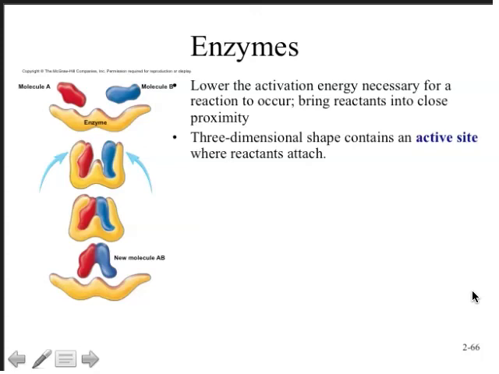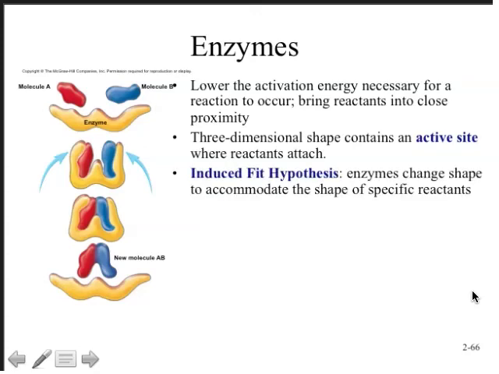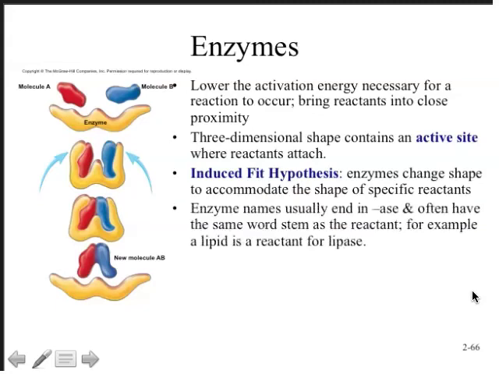The three-dimensional shape contains an active site where the reactants will attach, and often enzymes will engage in what we call induced fit, where by binding those substrates the enzyme will alter its shape in order to facilitate the reaction. Enzyme names usually end in ASE and often have the same word stem as a reactant. For example, a lipid is a reactant for a lipase, which would catalyze the hydrolysis of the fatty acid moieties from the glycerol backbone of a lipid.